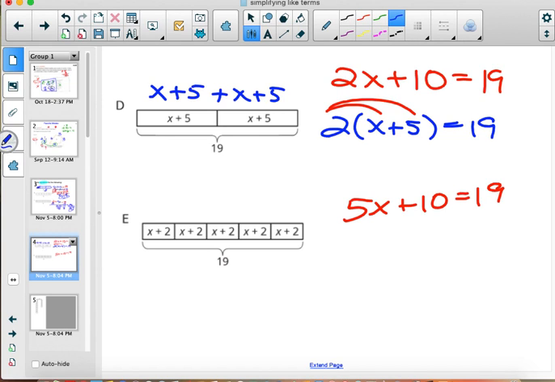After people realized that Adam's way worked, we have a lot of people that tried this. It said x plus 2, but now you have 5 of them. That also equals 19. Are those the same thing? Yes.